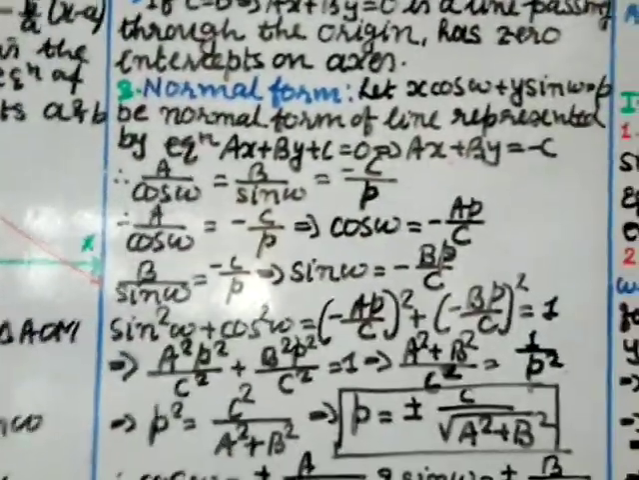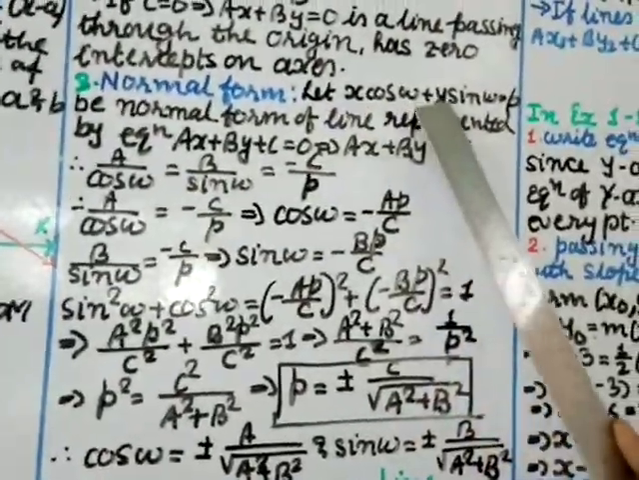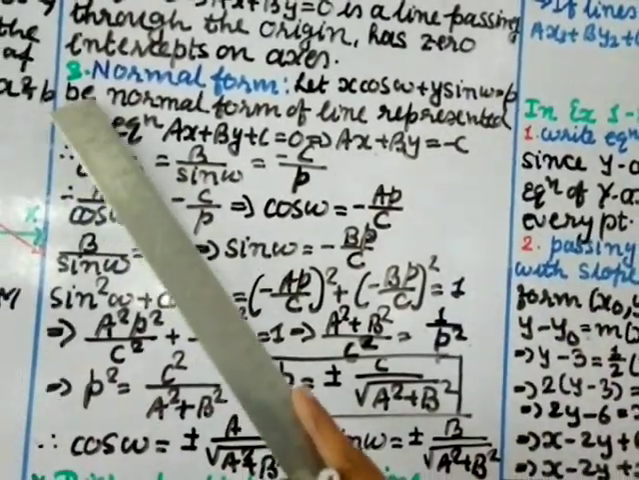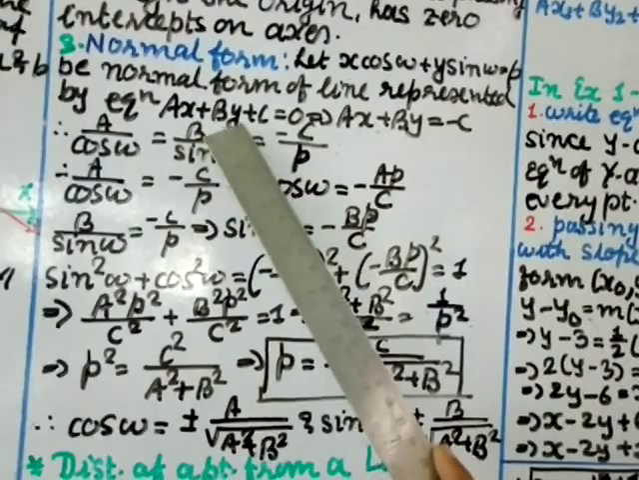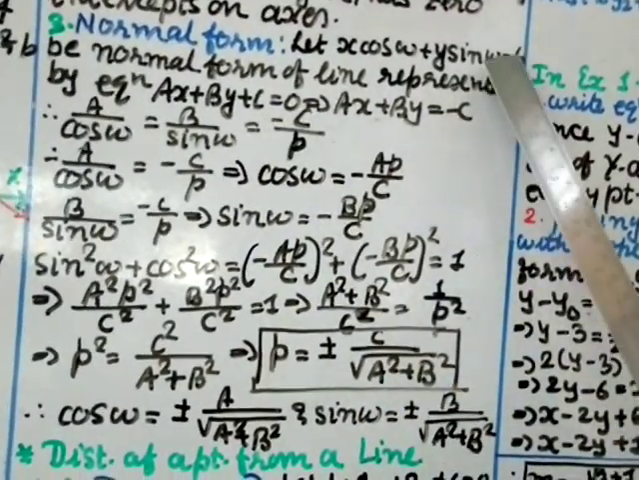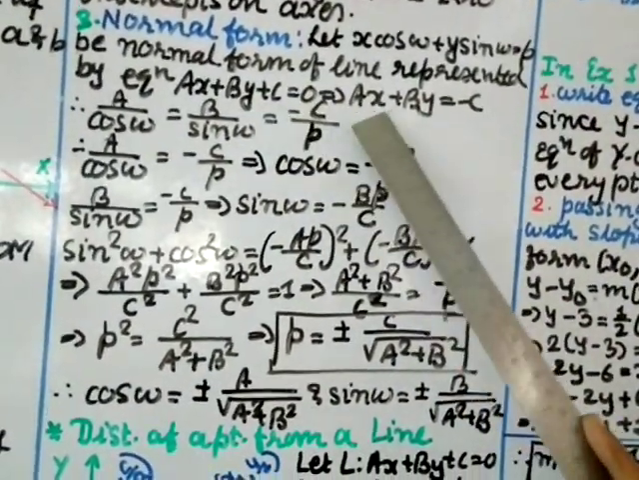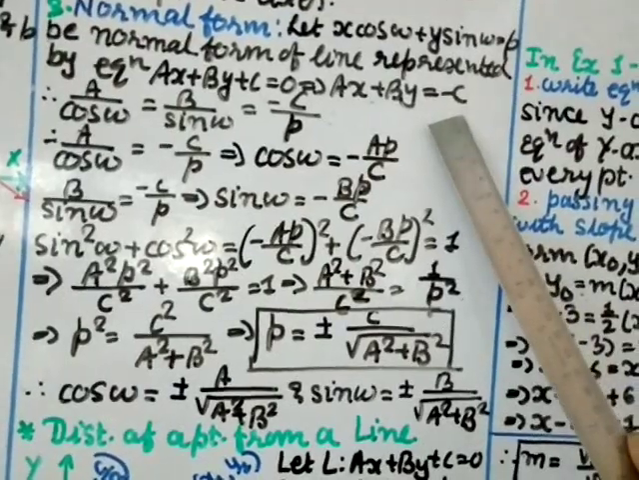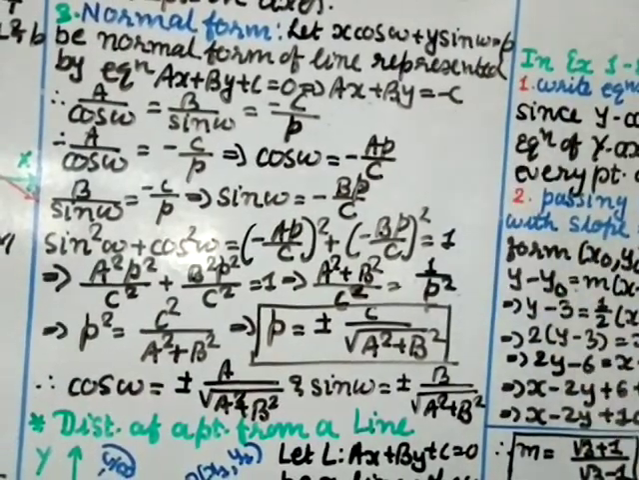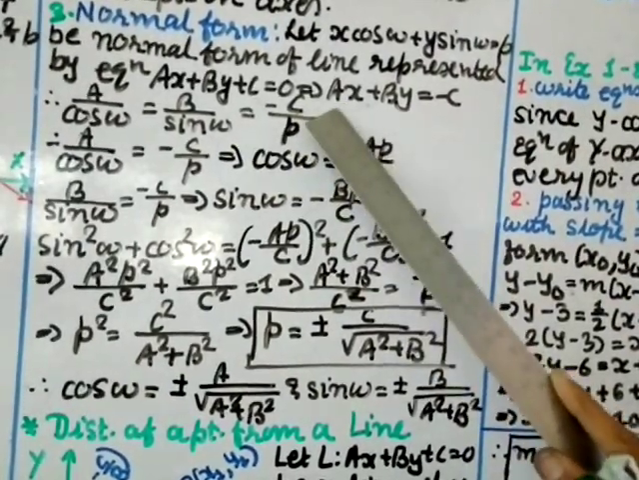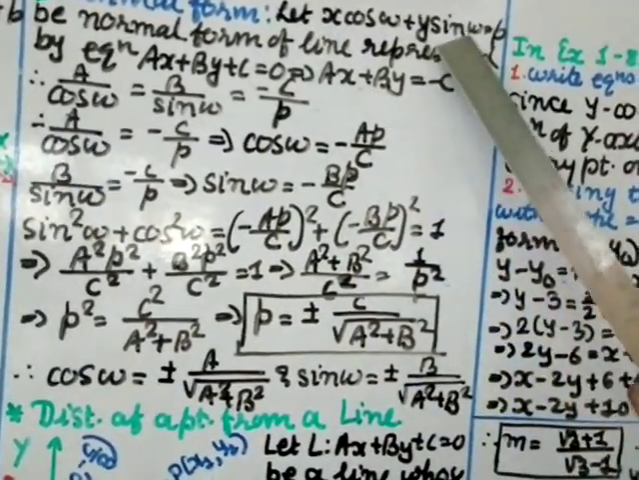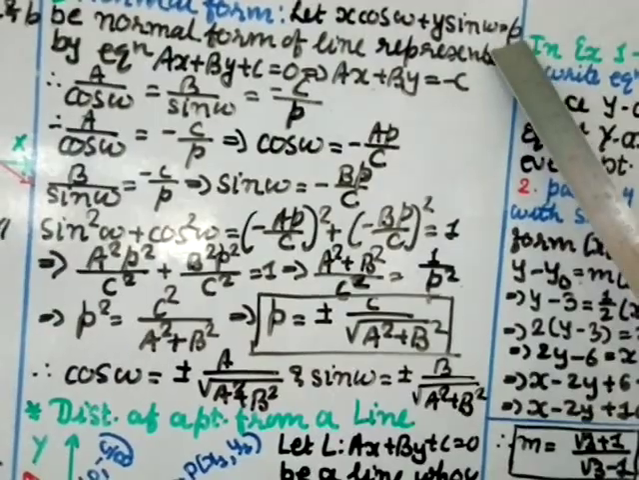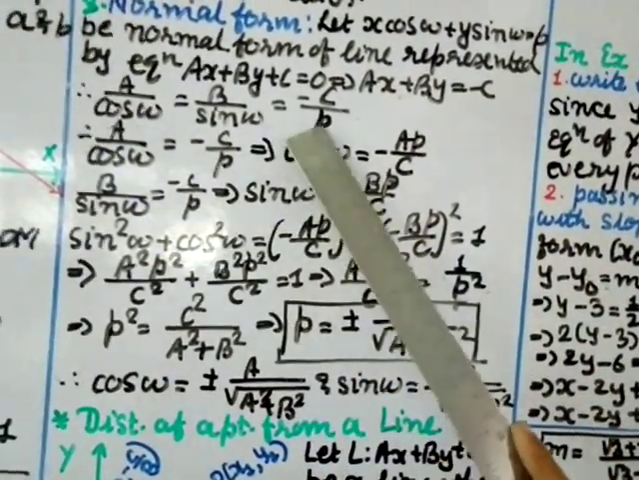Number 3, normal form. Let x cos omega plus y sin omega equal to p be a normal form of the line represented by the equation ax plus by plus c equal to 0. Since p is here, this c you transfer here, so you get ax plus by equal to minus c. Now since both are equations of a line, you can compare. So you can say a divided by cos omega, the coefficient of x, equal to b by sin omega equal to minus c by p. You compare these two and these two.